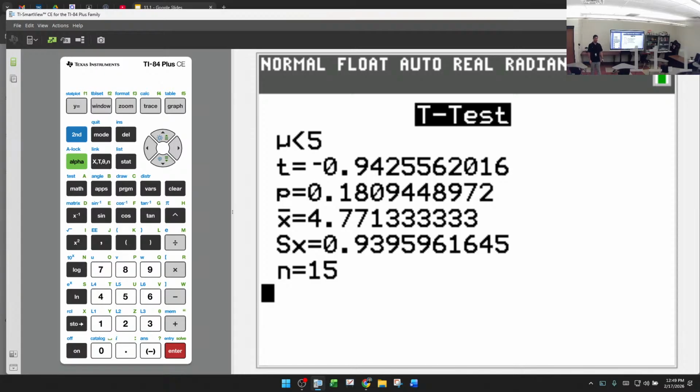It didn't give you alpha. I think alpha was 0.01. I don't think it matters what alpha is because P is going to be greater than all of them. Conclusion: since p-value is greater than alpha, we fail to reject. There's not enough evidence to say that the DO level is below aquatic life.